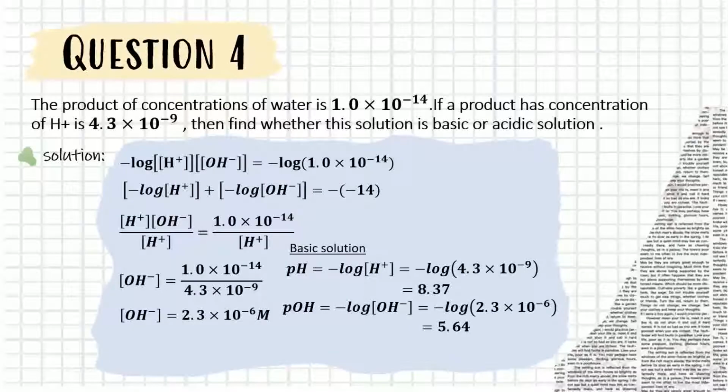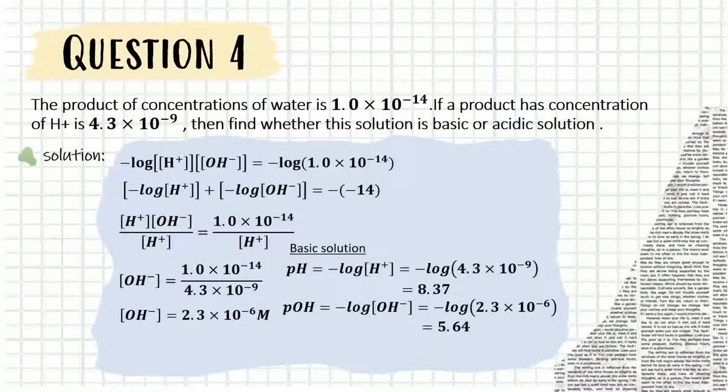Question 4. The product of concentrations of water is 1.0 times 10 to the power of negative 14. If a product has concentration of H plus is 4.3 times 10 to the power of negative 9, then find whether the solution is basic or acidic solution. For this question, we determine either the solution is basic or acidic. Basically for this question we will have two answers.